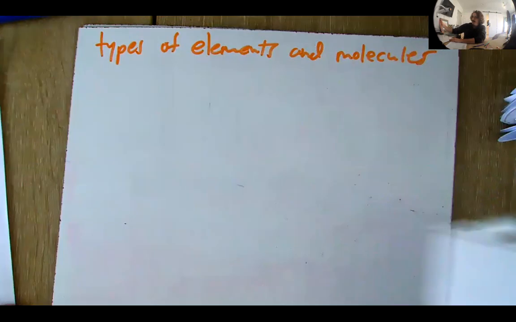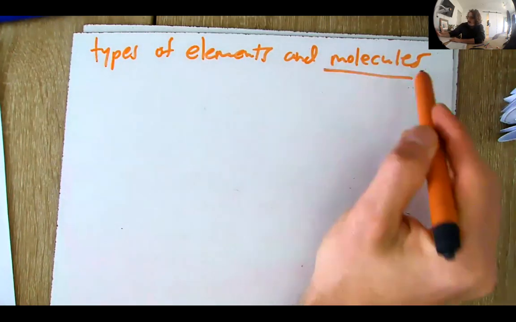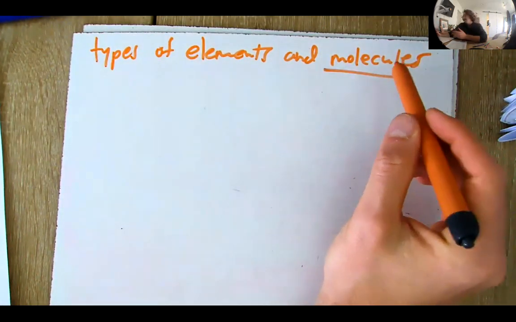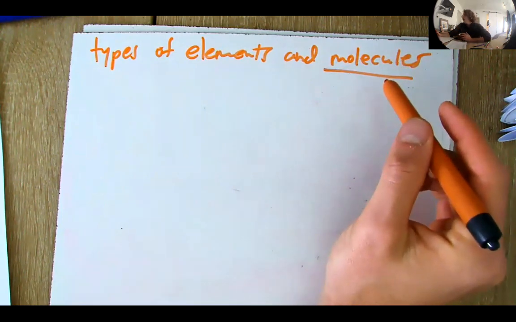Okay, so the types of molecules kind of depend on your knowledge of where the types of elements are.